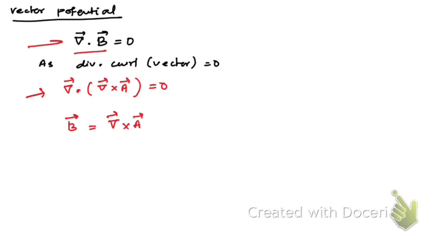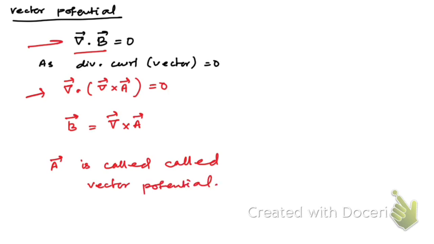In that case, this vector A is called the vector potential, or the magnetic vector potential. I hope this is clear to you, what scalar potential and vector potential are.